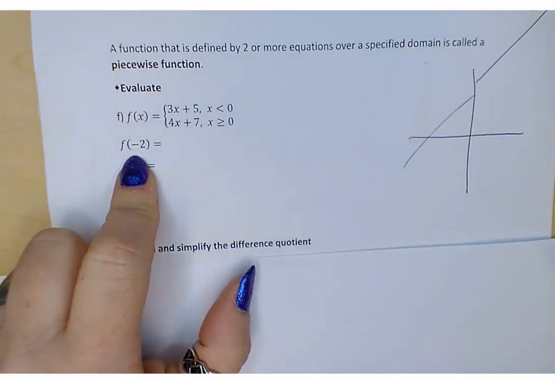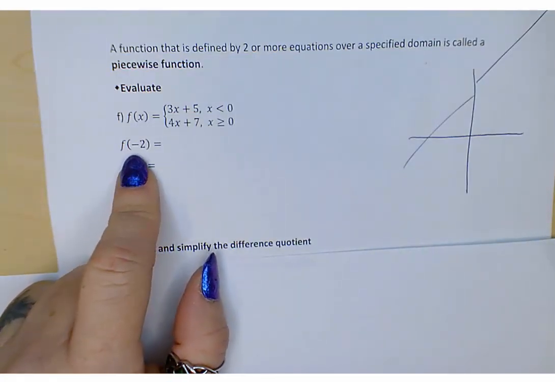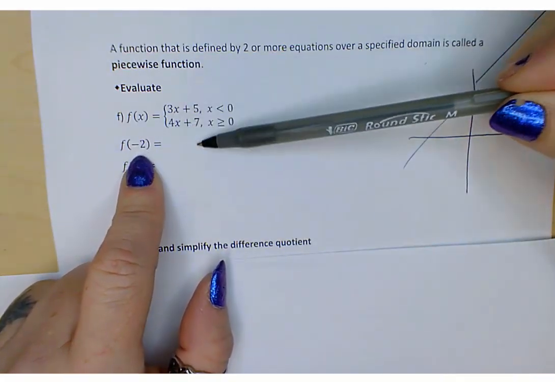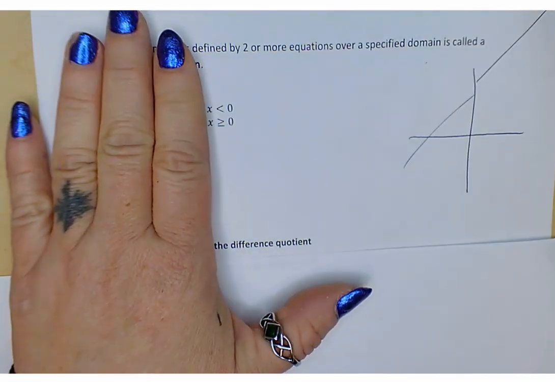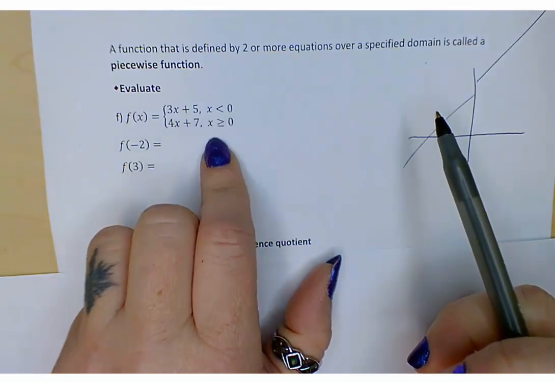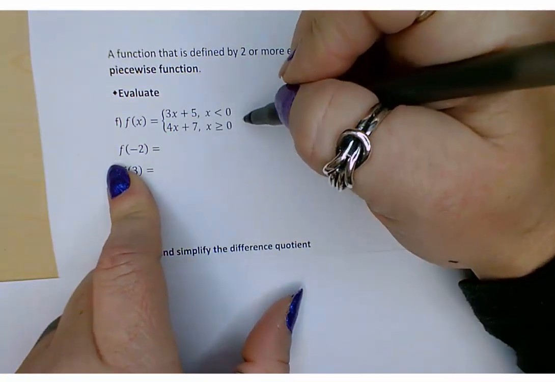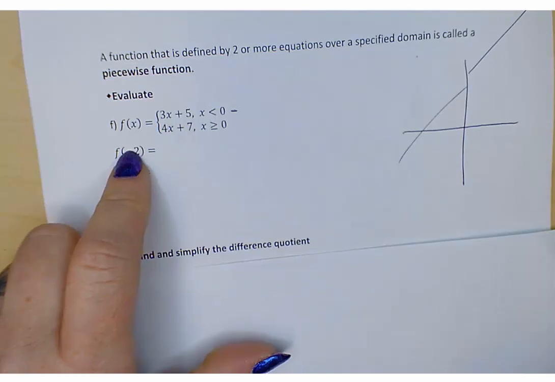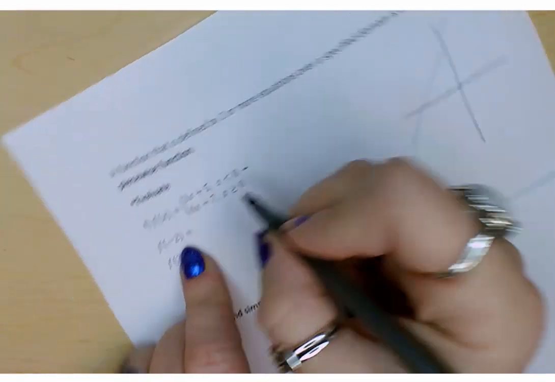So our first question, find f of negative 2. The first thing you need to do is take a look at that negative 2 and find which of these equations negative 2 falls in. Look at your parameters over here. Is negative 2 less than 0, or is it greater than or equal to 0? Negative 2 is definitely less than 0. That's going to apply to this top one. So we are going to evaluate this top function for negative 2.